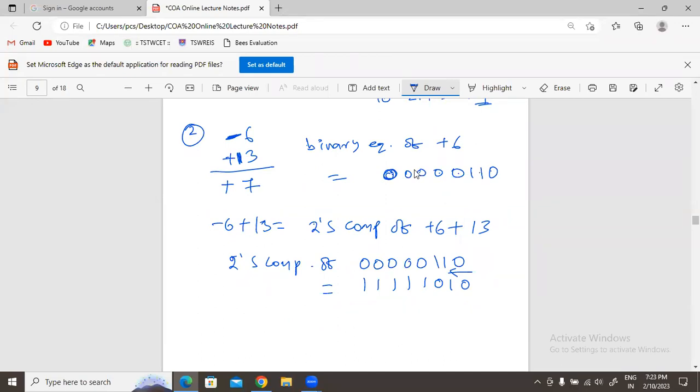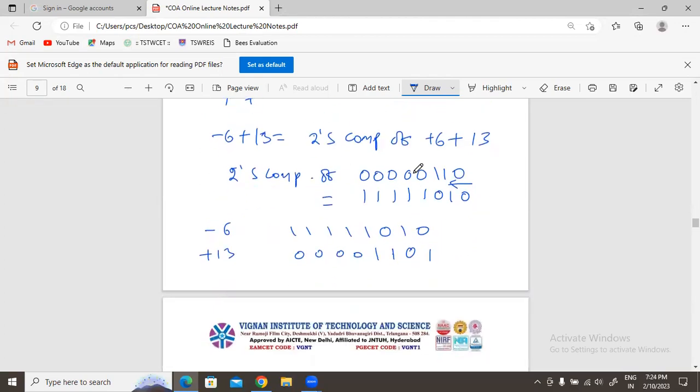Now you can add this. Minus 6 plus 13. The minus 6 value we write as 1, 1, 1, 1, 1, 0, 1, 0. Now the plus 13 value, using 8421 code: 8 plus 4 is 12, plus 1 is 13, and the remaining bits become 0, 0, 0. Now perform the addition operation. Here you will get plus 7.